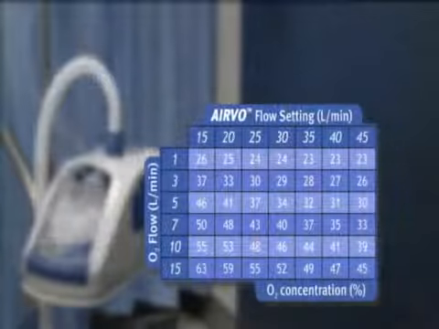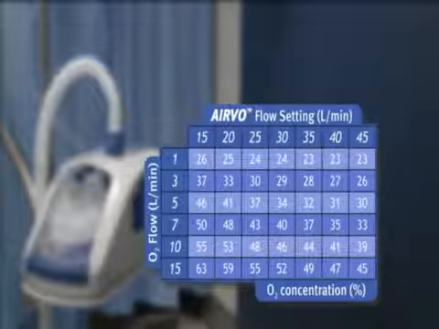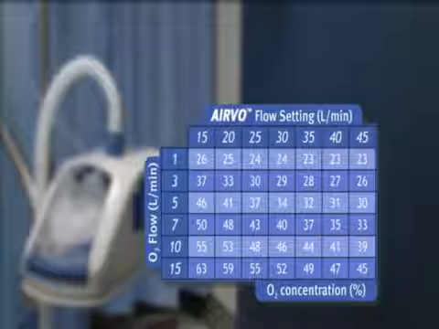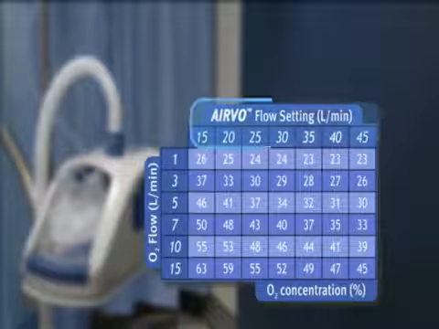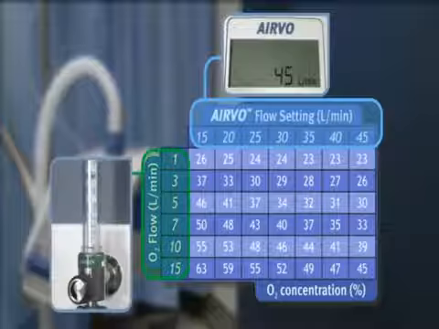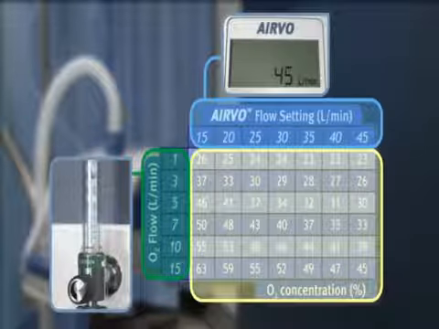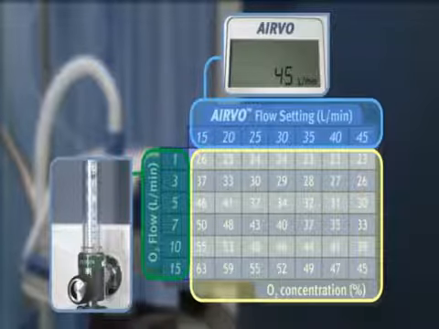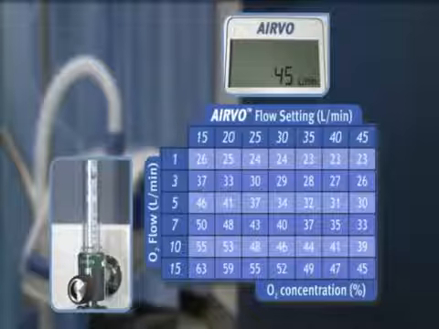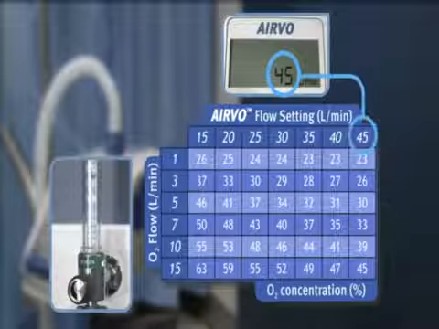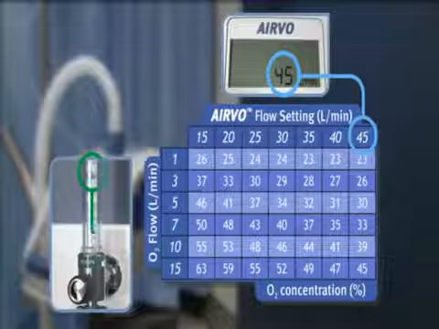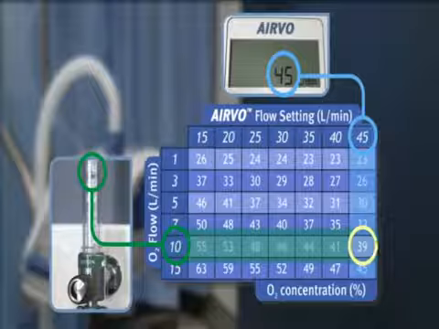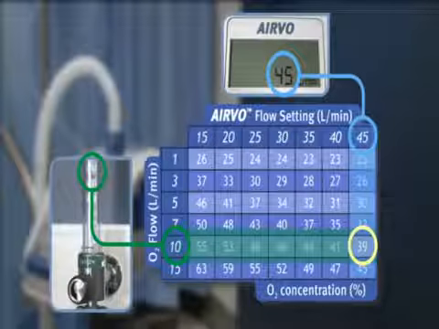This oxygen chart helps us set the oxygen flow rate. It is attached to the side of the Airvo and can also be found in your instruction manual. The chart shows the relationship between the Airvo flow rate, the wall oxygen flow rate, and the concentration of oxygen delivered by the Airvo. For example, if the Airvo flow rate is 45 litres per minute, and the oxygen flow rate is 10 litres per minute, then the concentration of oxygen delivered by the Airvo will be 39%.